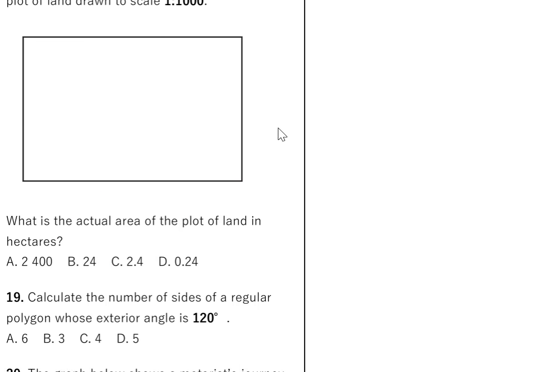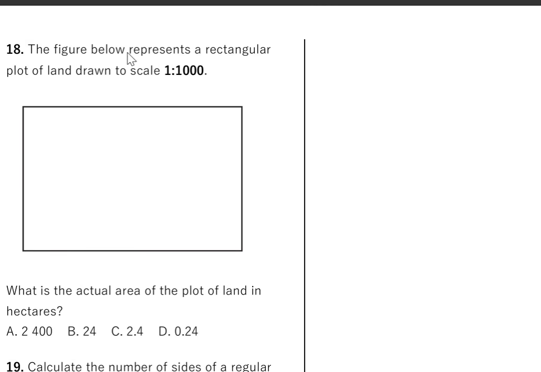Number 18. The figure below represents a rectangular plot of land drawn to scale 1:1,000. So this means 1 centimeter on the paper or on the map represents 1,000 centimeters on the ground. So that is the interpretation of scale. So this is a scale in ratio form. What is the actual area of the plot of land in acres? So the first step, because you are told here it is drawn to scale, you have to measure. So you measure this side, the length, and you measure the width. I measured this and I was able to see that the length is 6 centimeters and the width is 4 centimeters. So this is on the paper.